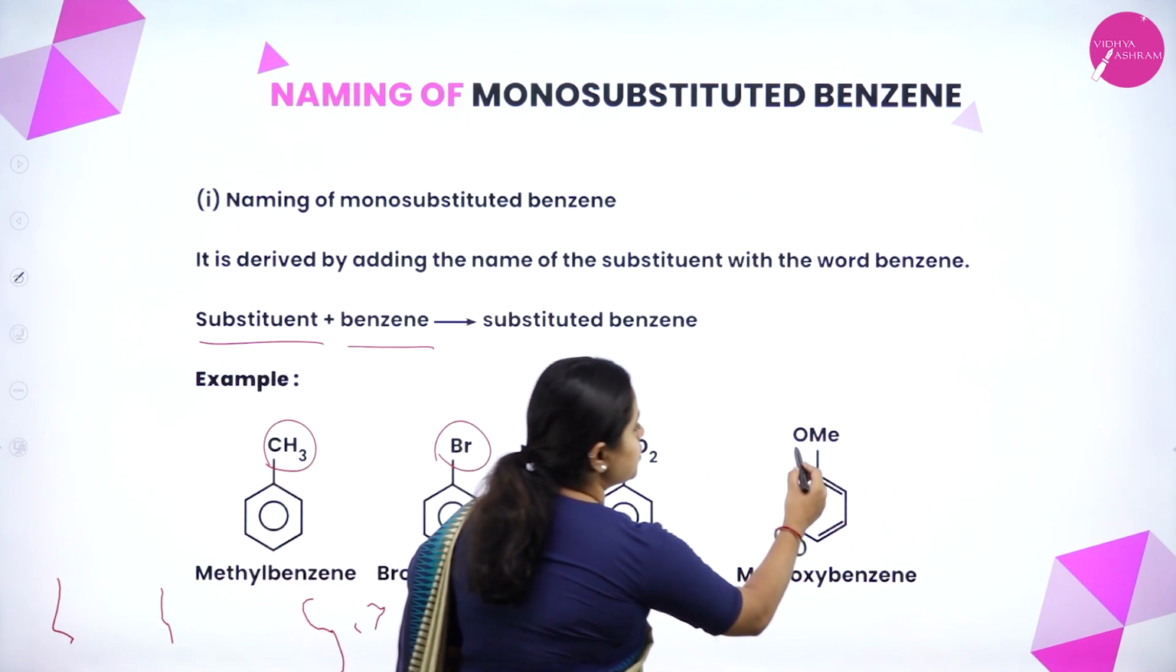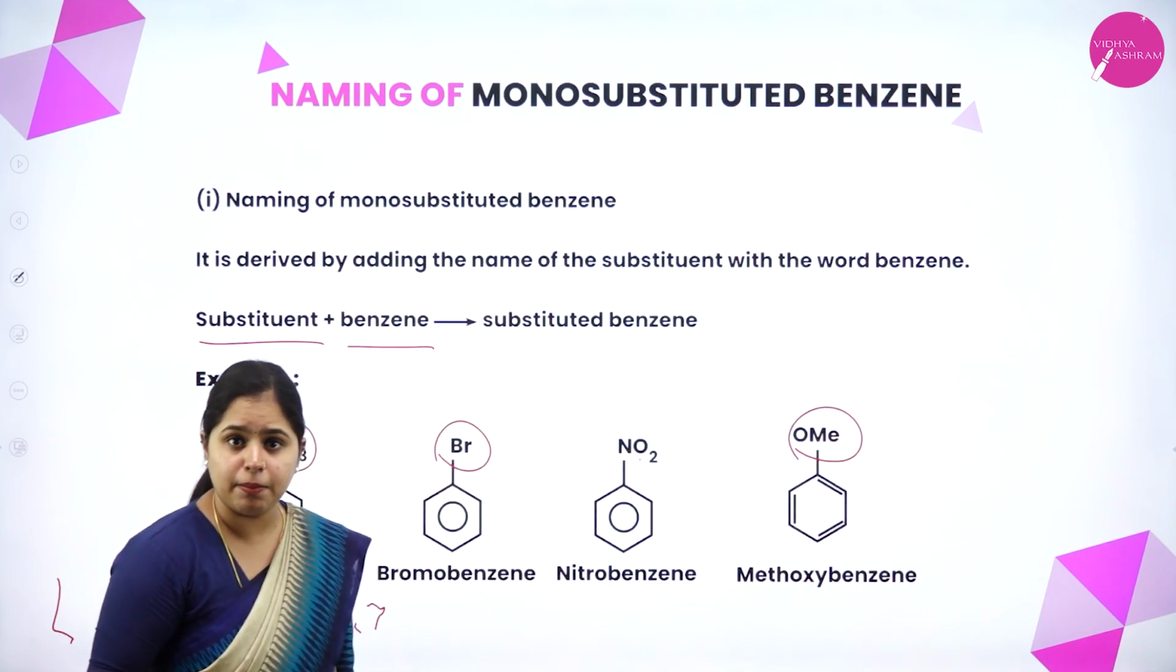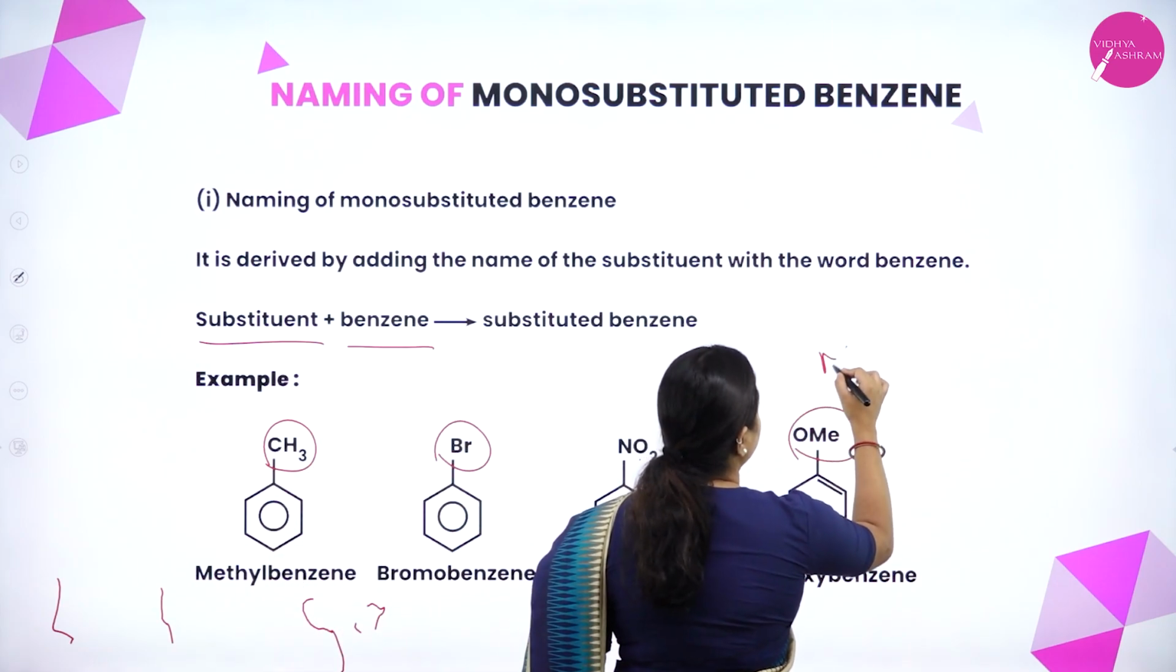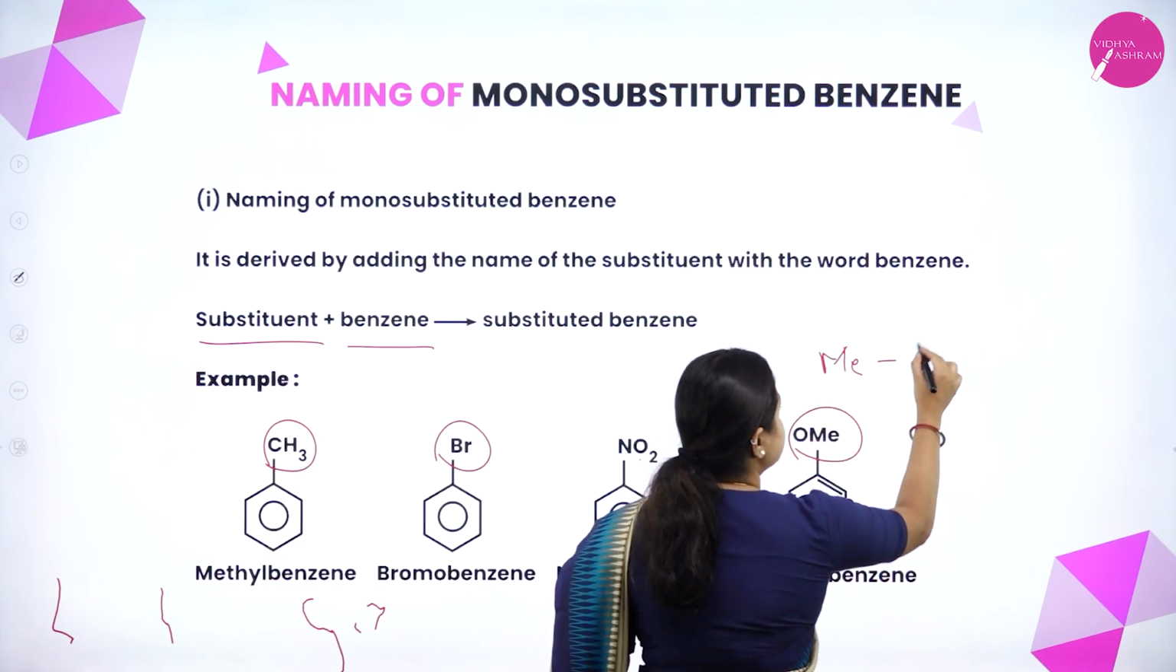Nitrobenzene. Now here the substituent is OMe. Now what is Me? Me is the short form written for methyl group. That means CH3 group.